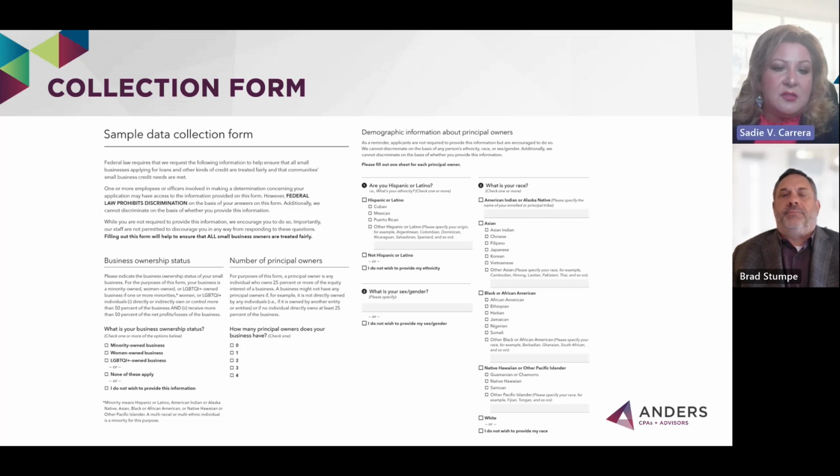So let's take a look at the collection form. We have 2 pages of the collection form included on our slide. The first collection form is for business status. And then the second page is the demographic information for the principal owners. So obviously we could have up to 5 pages, right? If we have 4 principal owners plus the business ownership status. If you only have 3 principal owners, then you're only going to have 4 pages.